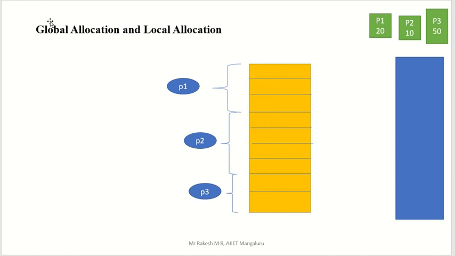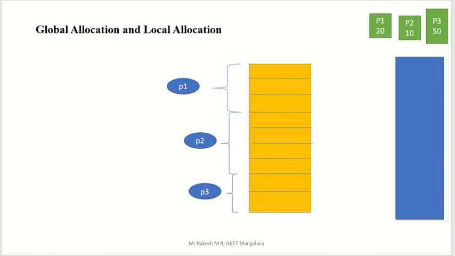Now what do we mean by global allocation? I will come to global allocation first. Global allocation means, here these three frames are allocated to P1. Next, 1, 2, 3, 4, four frames are allocated to P2. Then two frames are allocated to P3. That is fixed. Those particular frames are allocated to that process. Only those frames are allocated here.